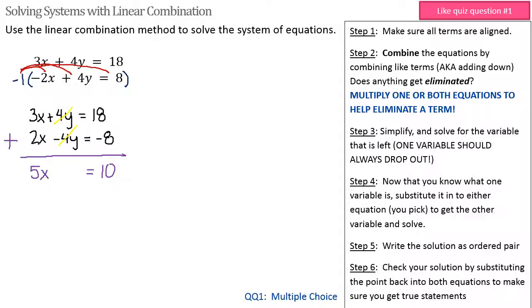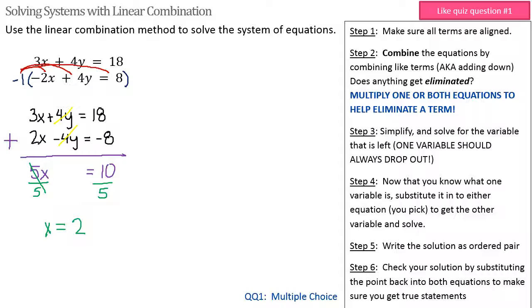So step 3 is we just simplify and solve for the variable that is left. Remember, we always want one variable to eliminate, one variable to disappear. So now in order to get the x by itself, divide both sides by 5, and we're going to get x is equal to 2.